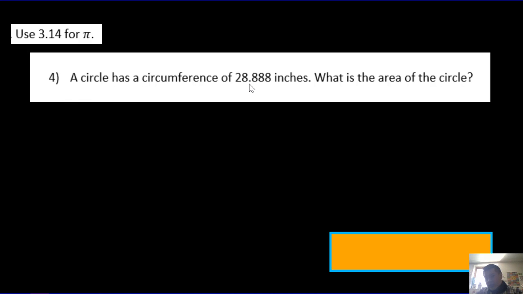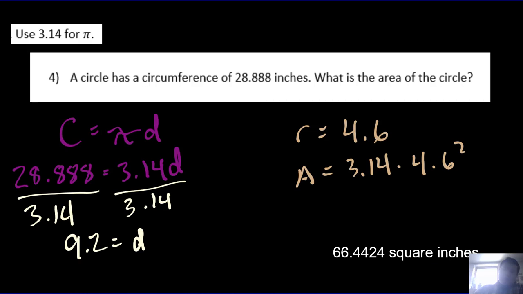A circle has a circumference of 28.888 inches. What was the area of that circle? Go ahead and try that out on your own. What you should have found was that the area of the circle was 66.4424 square inches, because the diameter is 9.2 inches and the radius is 4.6, because half of 9.2 is 4.6. Square that and multiply that by 3.14, and we get 66.4424.